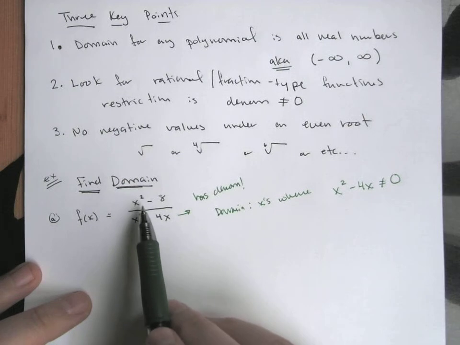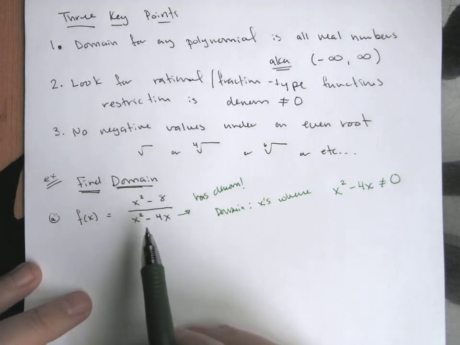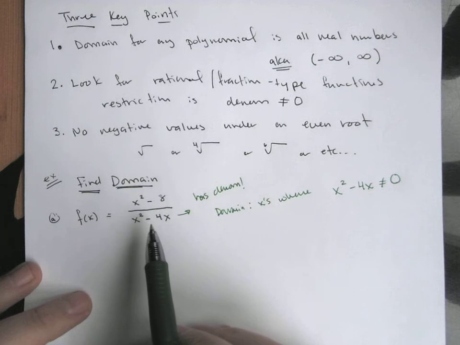We don't need to do anything with the top, regardless of what's up there. It could be the exact same expression on the top, x squared minus 4x. It could just be x squared. We're not going to try to reduce it. We're not going to try to do any of the stuff that we did before. It doesn't matter. All we're looking at as far as the domain is what is the bottom without making any changes, and what would make that 0.